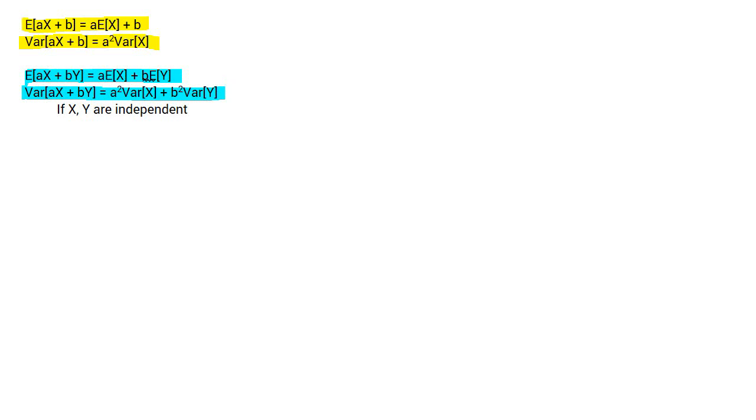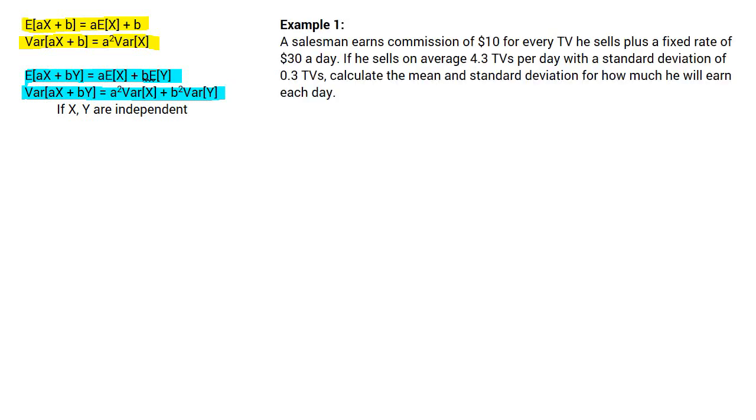Let's have a look at an example for the first one. In this example here, we have a salesman who earns commission of $10 for every TV he sells, plus a fixed rate of $30 each day. He sells on average 4.3 TVs per day with a standard deviation of 0.3 TVs. Now we want to calculate the mean and the standard deviation of how much he will earn each day.